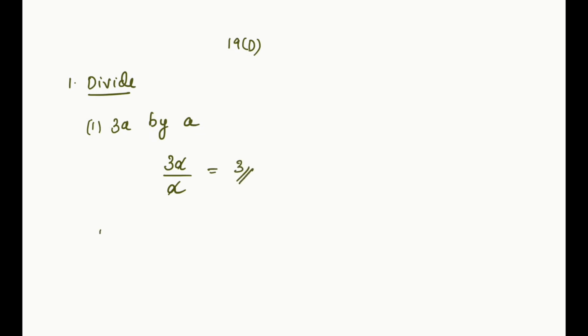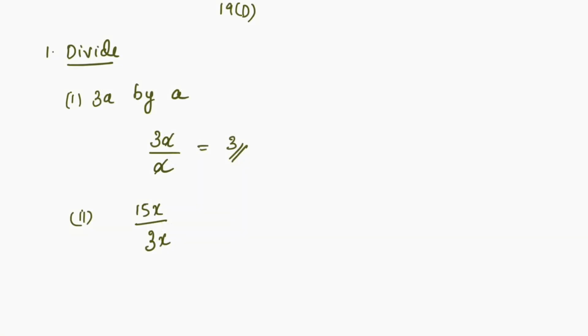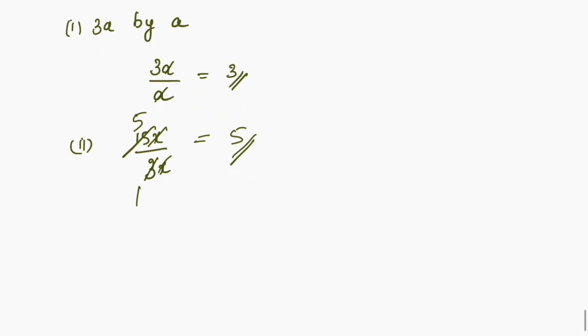Coming to the second question, 15x by 3x. How do we do it? If I cancel x and x, 3 goes 5 times. So your answer will be 5. Coming to the third question, we have 16m by 4. Let me write it like this, 16 by 4. M is not here, so m will not get cancelled. 4 fours are 16, so you'll get 4m.